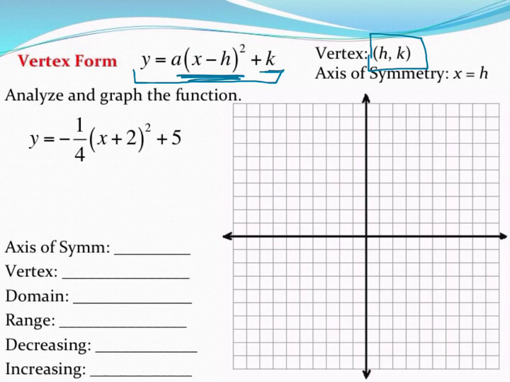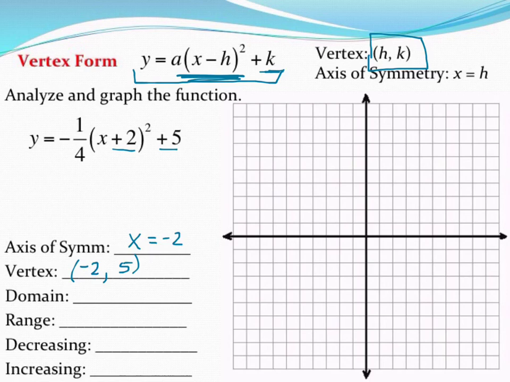So for this parabola down here, my vertex is going to be these two values, with the opposite of the first one. So my vertex is going to be located at -2, 5. Since the axis of symmetry is just a vertical line that passes right through the vertex, that's going to be x equals -2, so those numbers always match up.